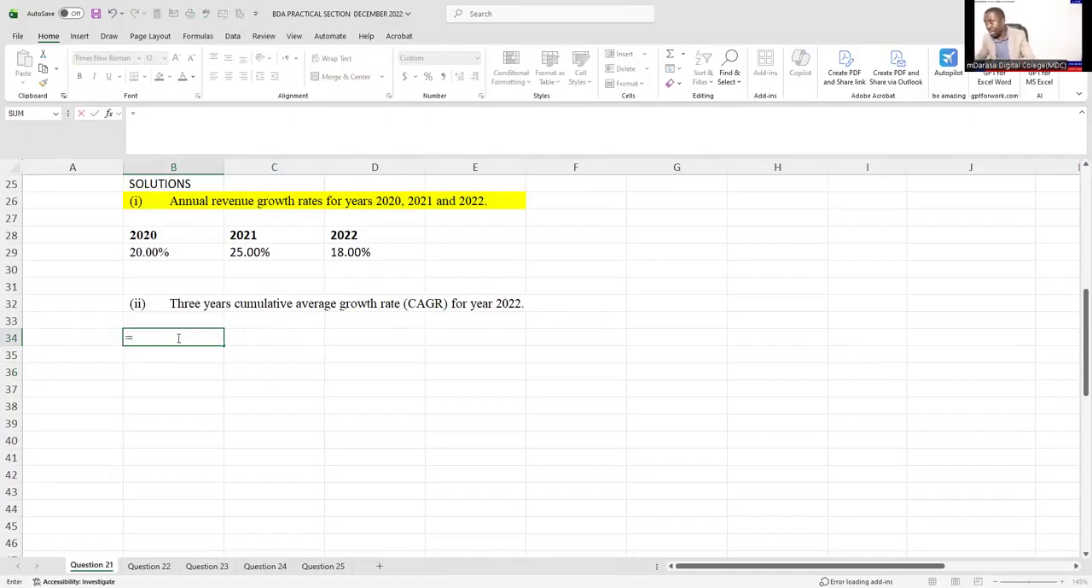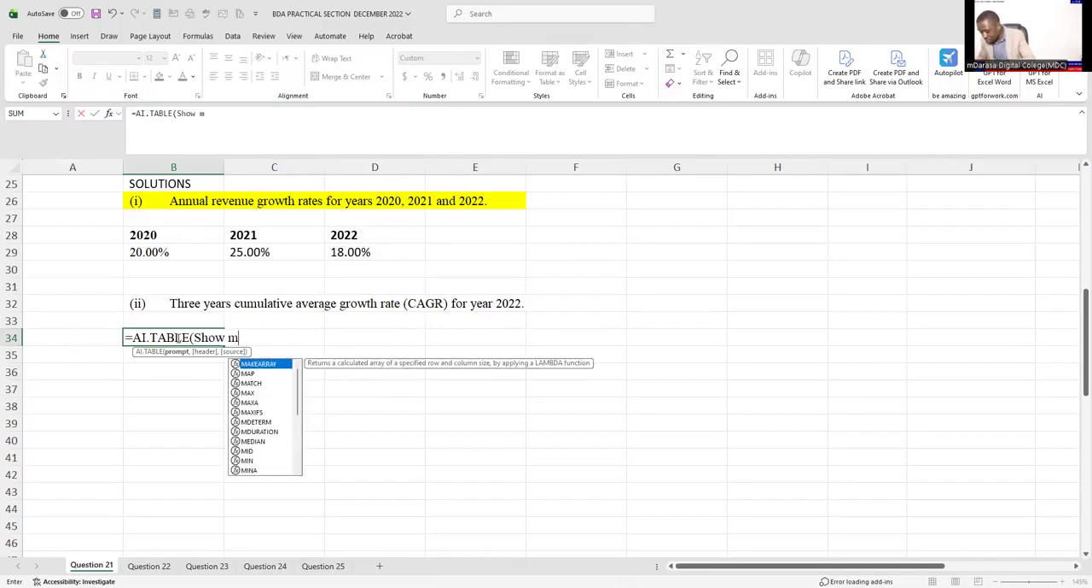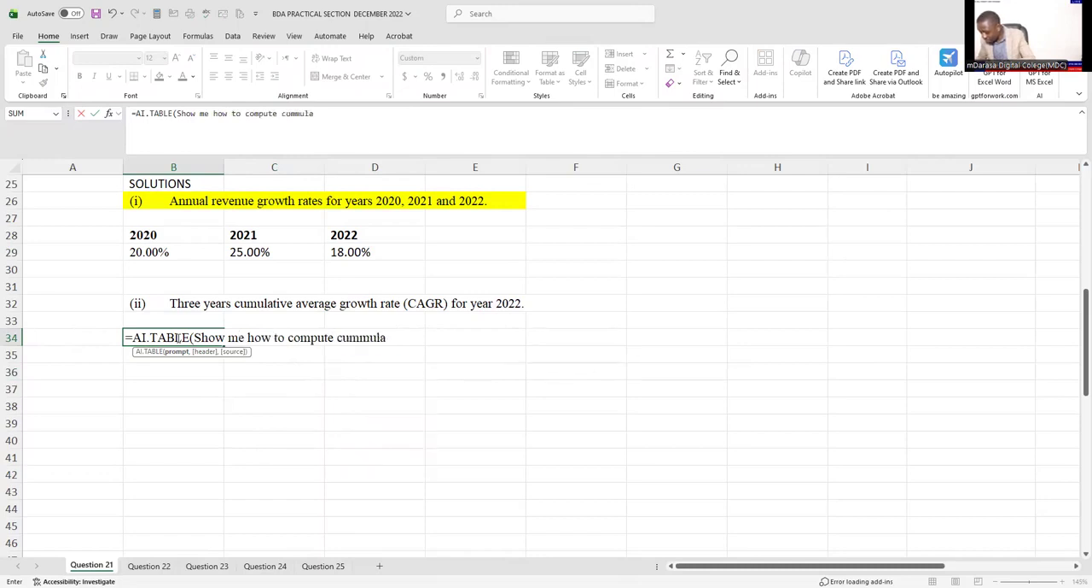I come and ask AI, right? AI, kindly, show me how to compute cumulative average growth rate. Show me how to compute cumulative average growth rate.